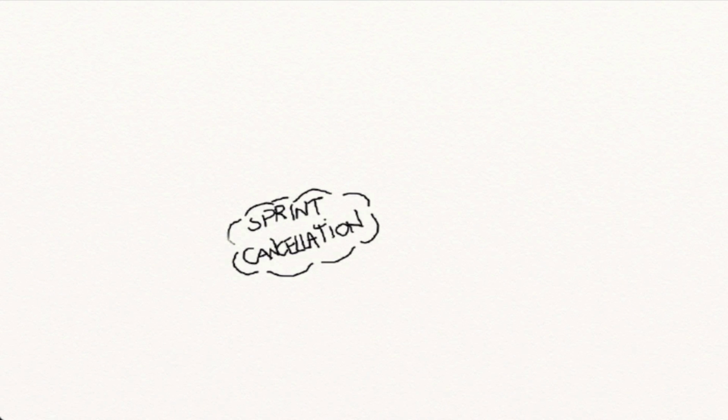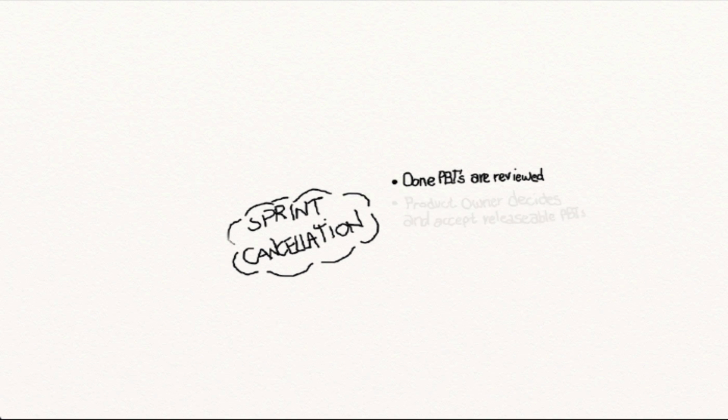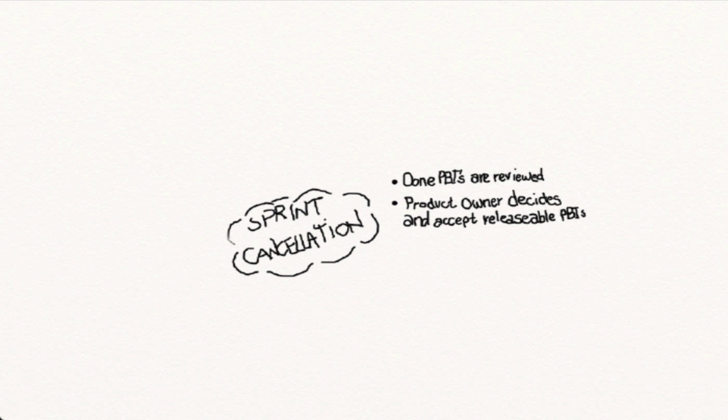In rare occasions, the sprint goal becomes obsolete. The product owner then can decide to cancel the entire sprint. This Scrum event is called a sprint cancellation. During the event, the product backlog items that are done are reviewed. If they are releasable and the product owner accepts these, well, then they can be released. Remaining product backlog items are re-estimated and put back into the product backlog. And then it's time to start a new sprint.